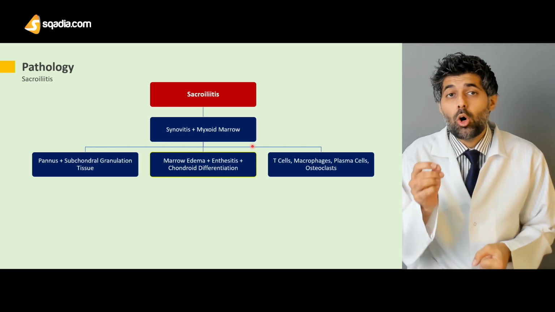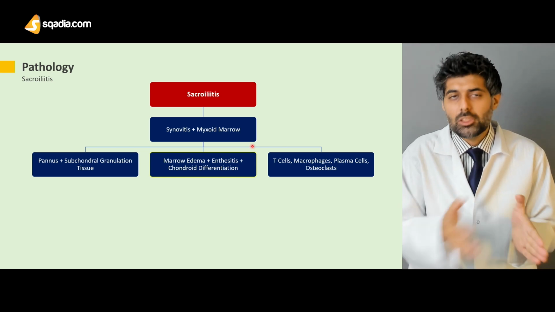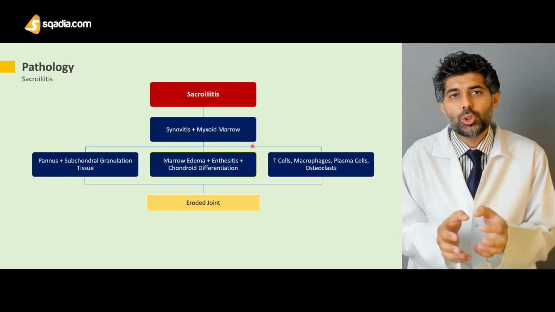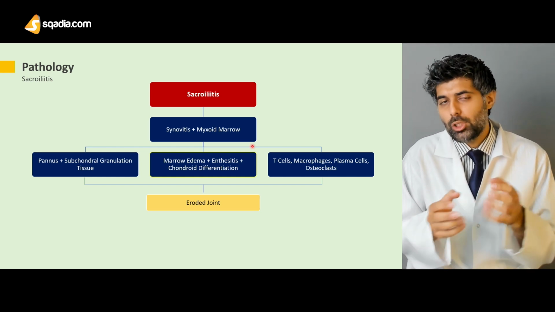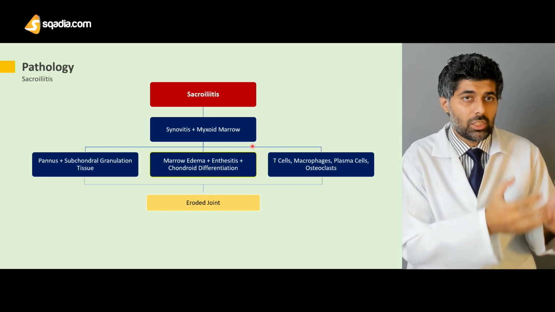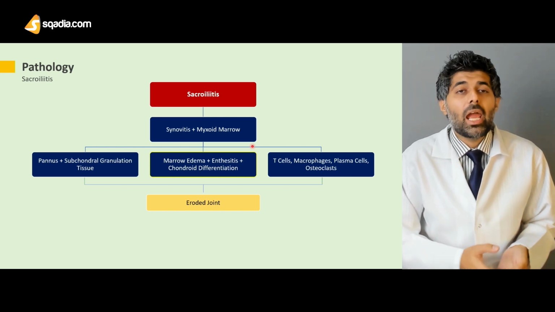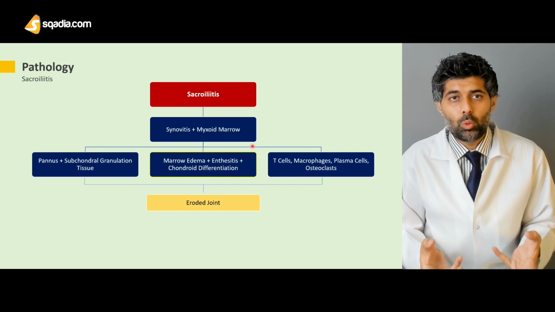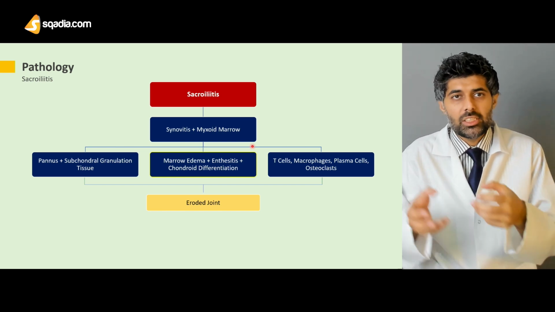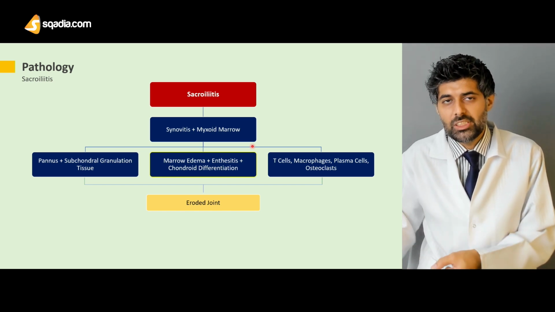plasma cells, and osteoclasts. When all these three events start to take place, we get erosion of the joint. By erosion, we mean that there is obliteration of both the cartilage, which covers the synovial joint, and sometimes even the bone. So obliteration of these tissues inside the synovial cavity results in the erosion of the said joint.